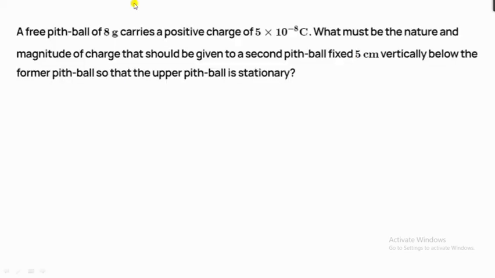So now next question, a free pith ball. Pith ball means a small ball made out of thermocol, of 8 gram, carries a positive charge of this much. What must be the nature and the magnitude of the charge that should be given to a second pith ball fixed 5 cm vertically below the former pith ball so that the upper pith ball is stationary? It is saying we have this charge out here and the force is downward, the weight, and we have to keep another charge down so that this remains floated in air. So according to this there will be a downward force, so this should give an upward force to this, so that means there should be repulsion between these two, so this should be positive.